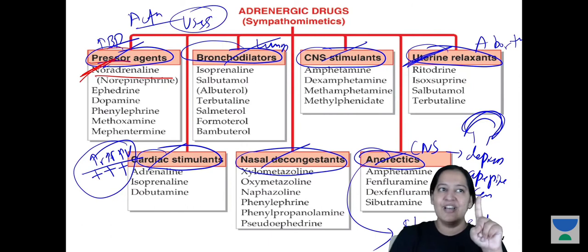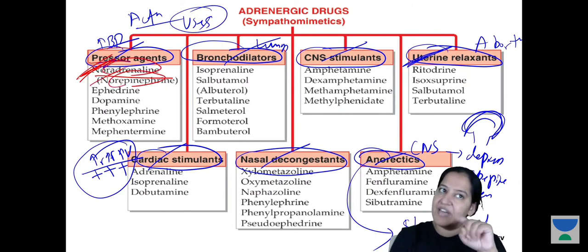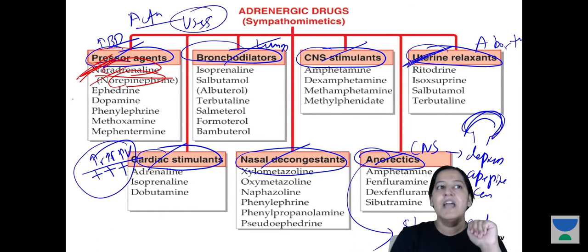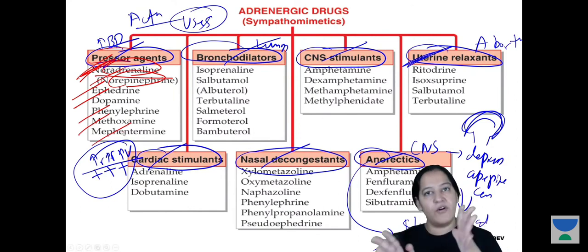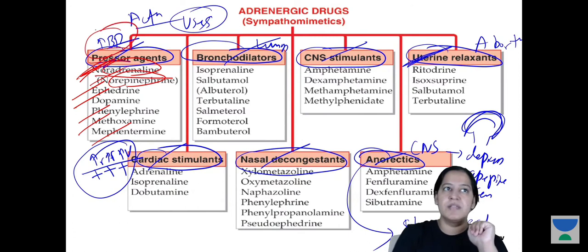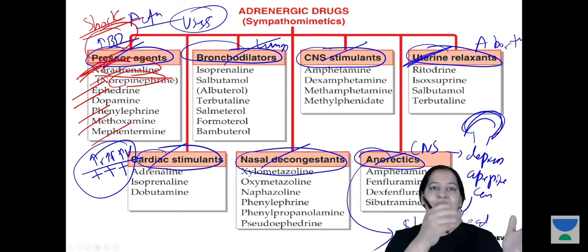So artificial noradrenaline is also known as norepinephrine. So adrenaline and epinephrine are the same thing. It is available in the market. Ephedrine, dopamine, phenylephrine, methoxamine, and methamphetamine. So these are the drugs for increasing blood pressure. These are used in emergency in case of shock. When you want to increase blood pressure immediately, you can use these drugs.